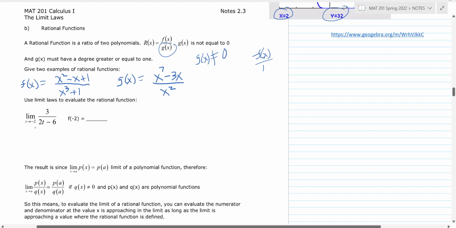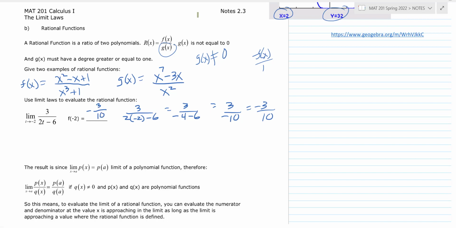So we're going to look at this limit. The limit as t goes to -2 of 3 over 2t minus 6. The first thing I'm going to do is just plug in the -2. We're going to find the function value at -2. So that's 3 over 2 times -2 minus 6. So that's 3 over -4 minus 6. So that's 3 over negative 10. And then I prefer that you write that the negative, it's just a negative fraction, so it's negative 3/10. Okay, so that is the value of the function.